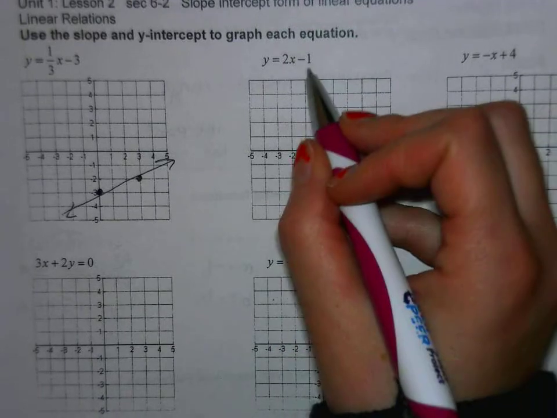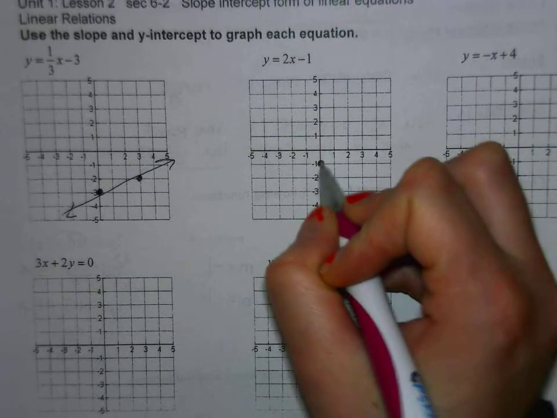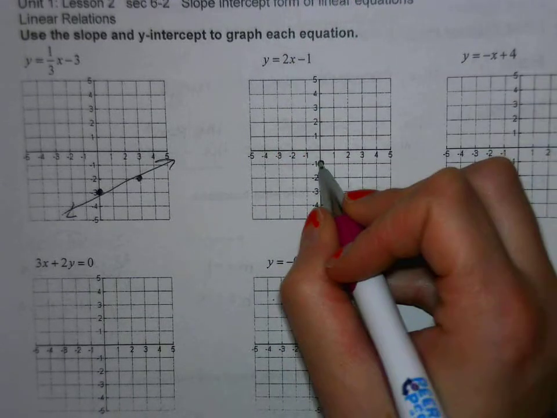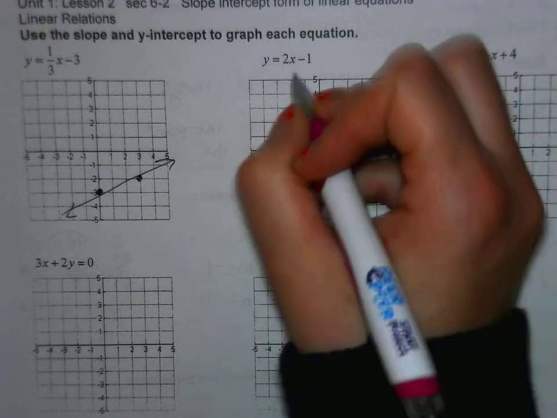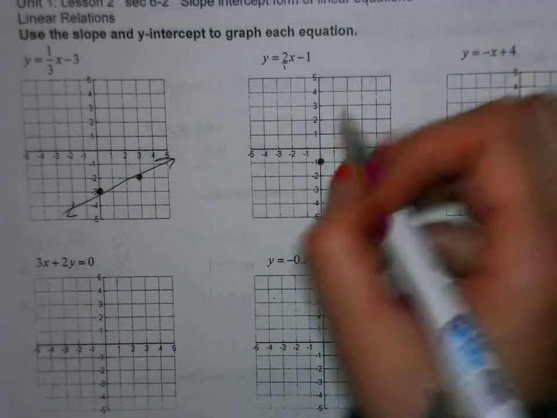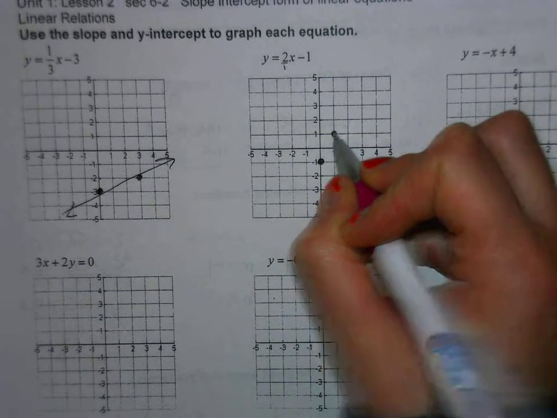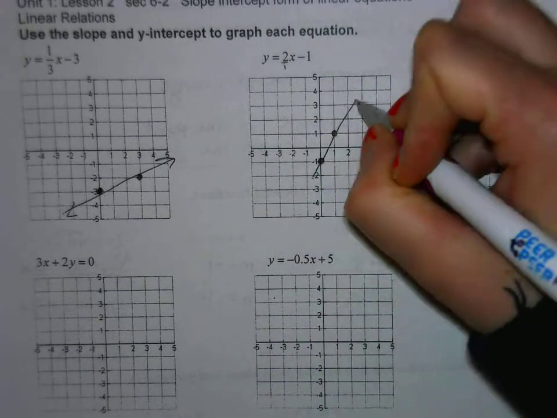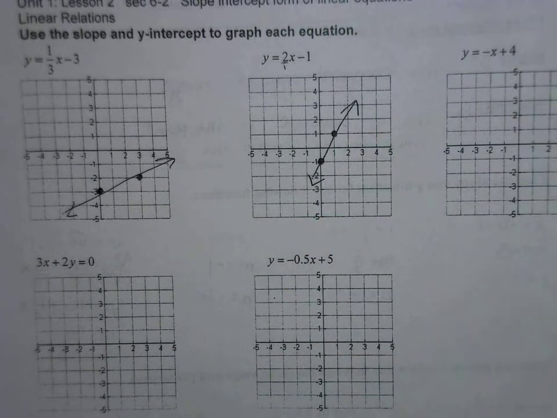So this next one, our y-intercept is at a negative 1. Our slope is 2, which means we go up 2. And remember, with a whole number, we have that invisible 1 because 2 divided by 1 is a 2. So that means we are running over 1. So up 2 over 1.